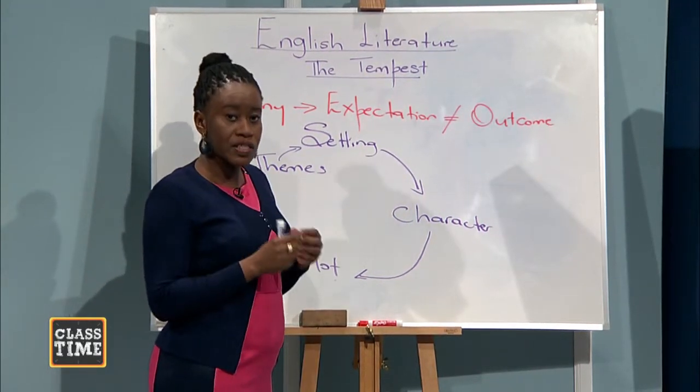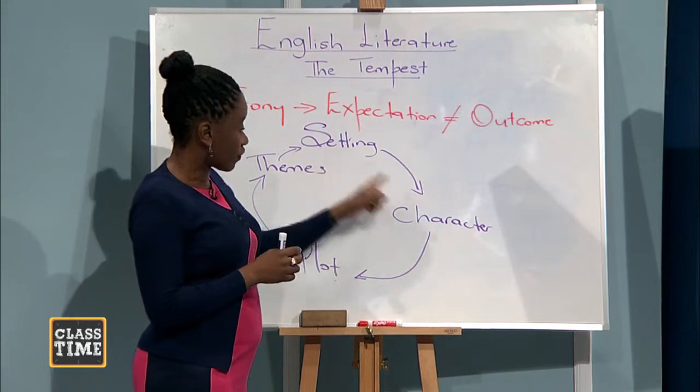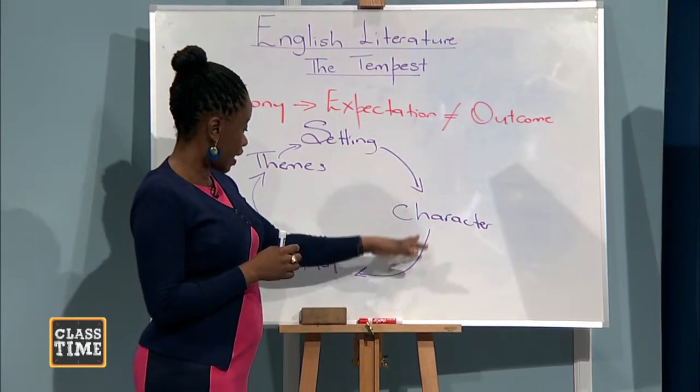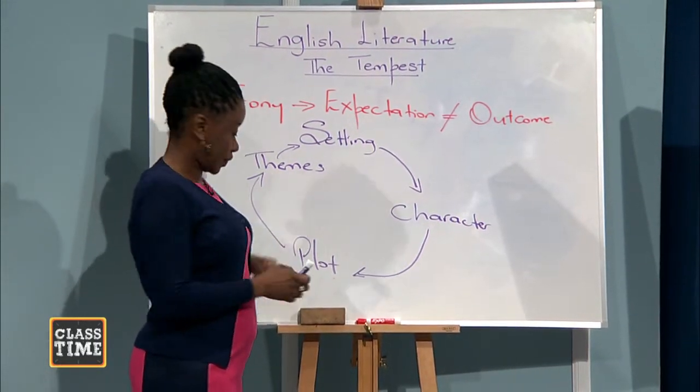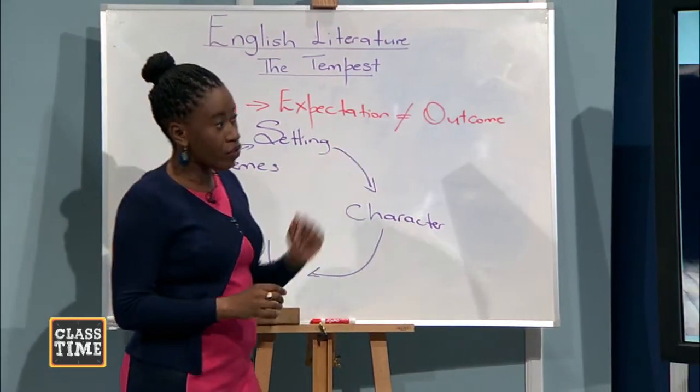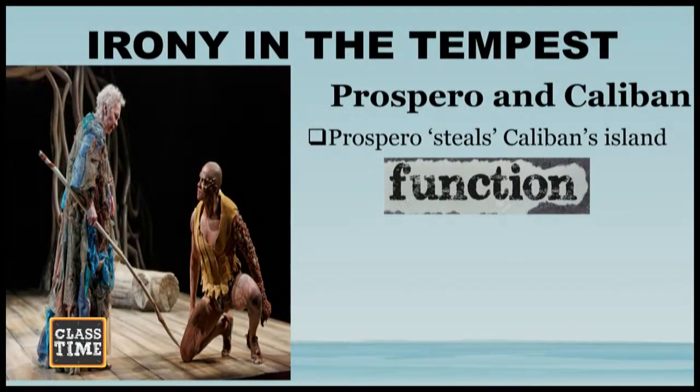Whenever you're looking at the effectiveness of a technique, it will speak to one of these elements: setting, character, plot, or theme. So in the case where Prospero steals Caliban's island, enslaves him, but is chastising his brother Antonio for doing the very same thing, we said that this is situational irony. Which of the elements of the drama do you think this particular situation is shedding light on? Which of the elements is it making clearer for the audience?